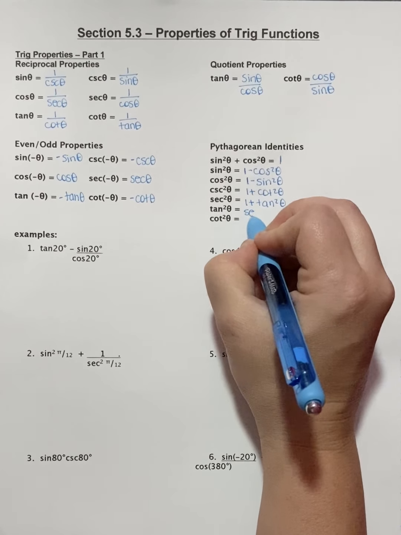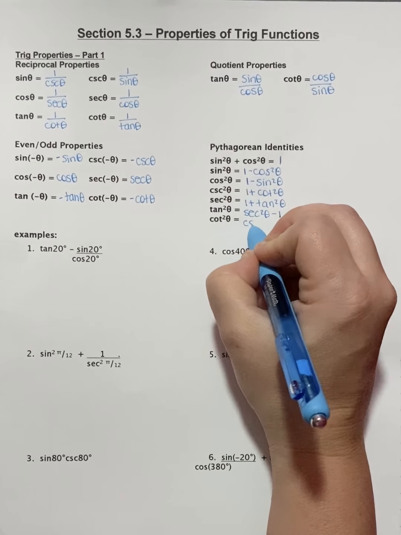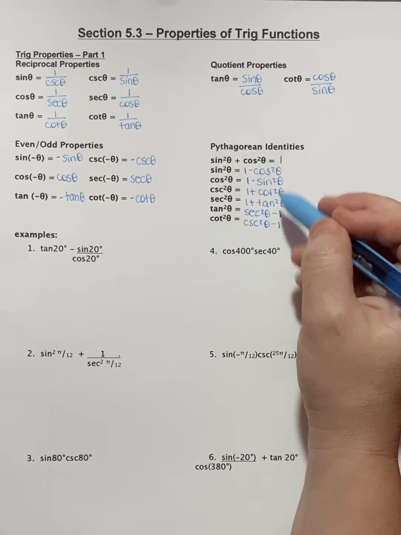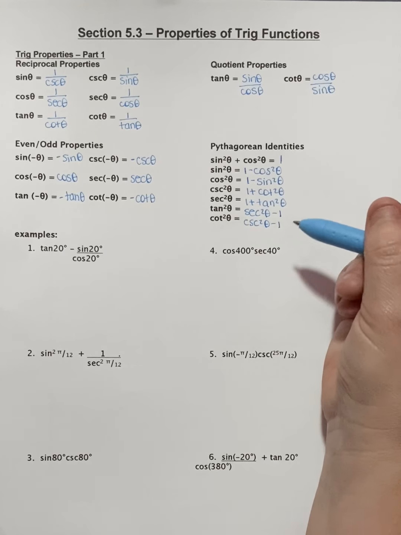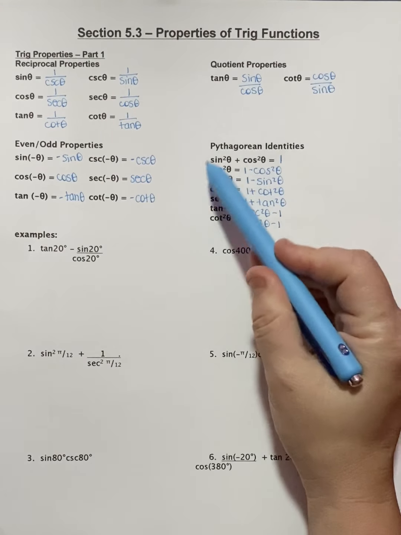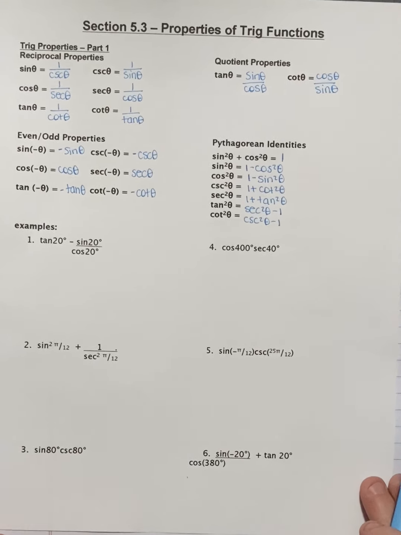Tangent squared was secant squared theta minus 1. And cotangent squared was cosecant squared theta minus 1. So using these Pythagorean identities, now we can help solve problems. All right, so let's look at these 6 examples that we have down here in the bottom. Anytime a problem is squared, I can use these. Anytime it's not squared, I have to resort to going back through all of these other identities that we have right here.